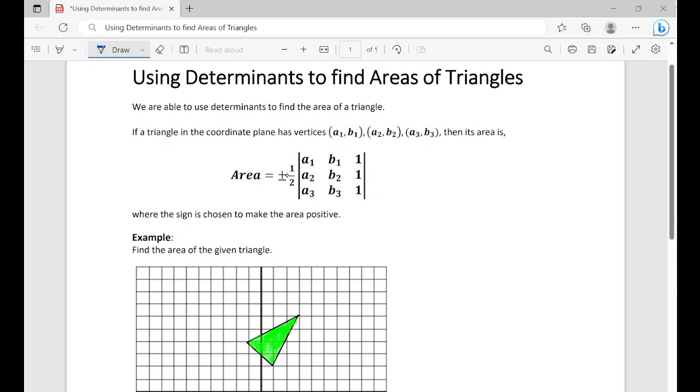Now you may have noticed I said plus or minus at the front, and that does make a difference. How do you know which one? Well, you choose a sign that makes the area positive. So if you do all of this, the 1/2 times the determinant, and it comes out negative, put a negative in the front of the whole thing to make it positive. If it's positive, just keep it positive. I'll show you what I mean in just a second.